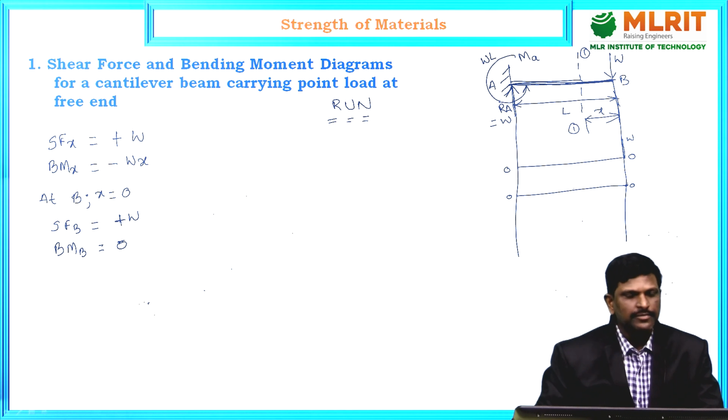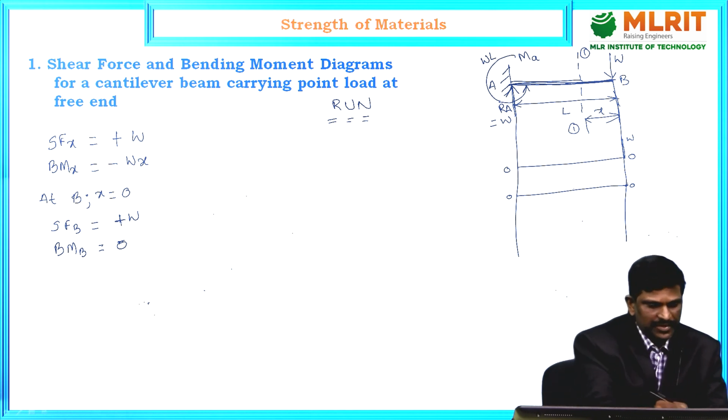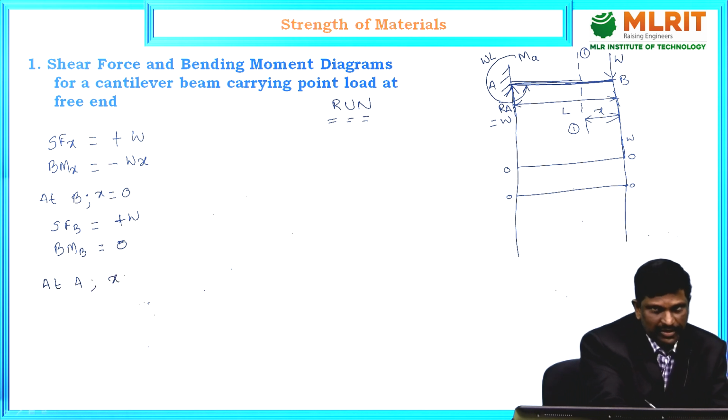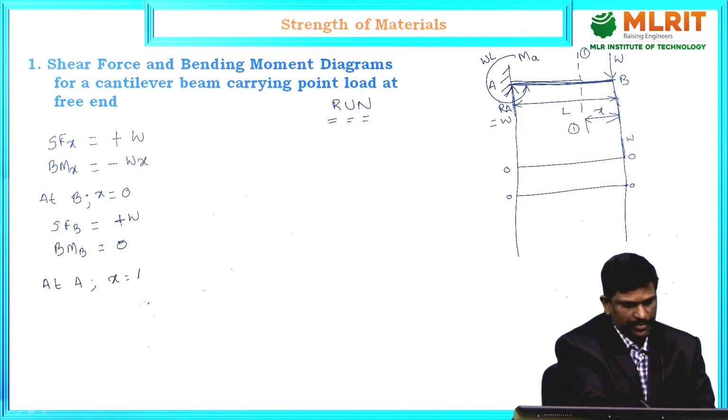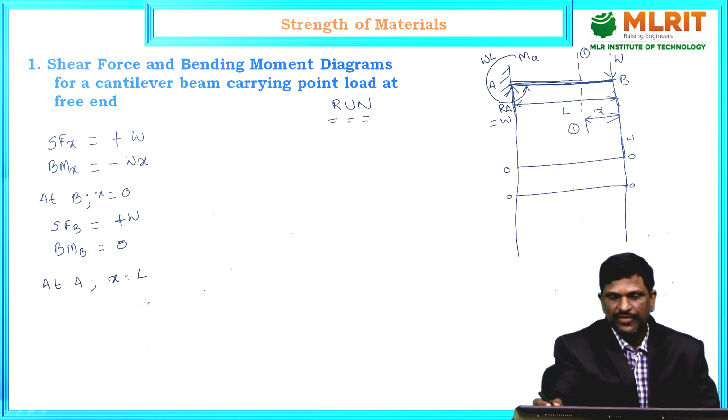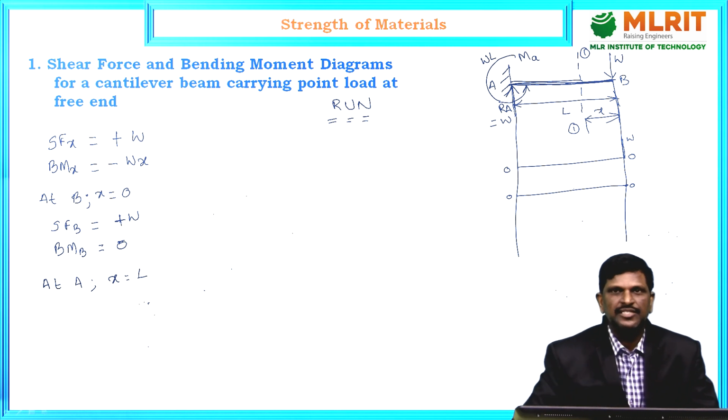Now, let us find the shear force and bending moment at the fixed end, that is A. At A, X is equal to L. To find the shear force and bending moment at the fixed end, substitute its corresponding X value. X is the distance of the section considered from the free end. Now, I am considering a section at the fixed end. So, the X value becomes L. X is equal to L.